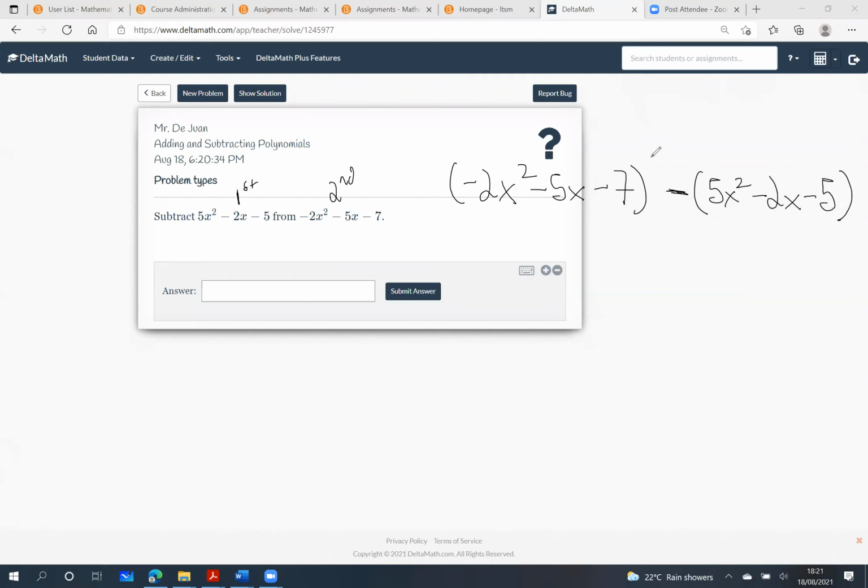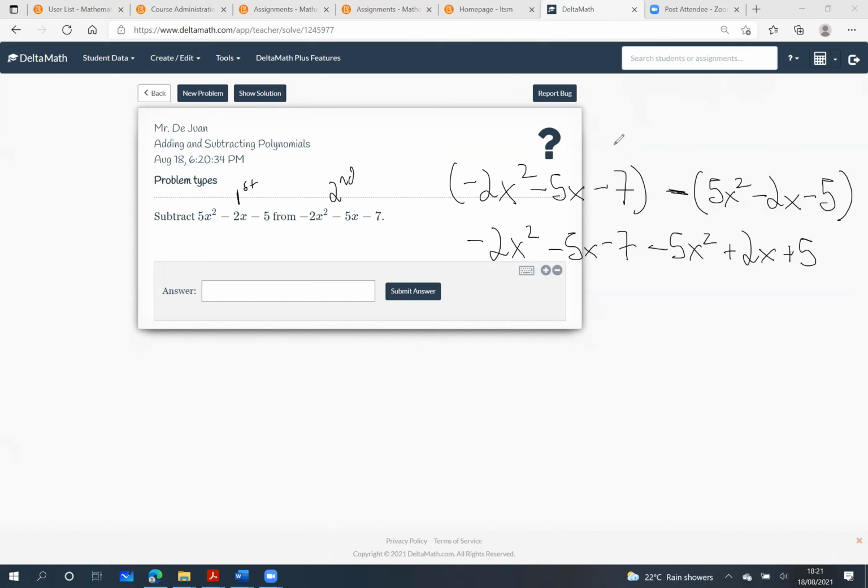All right, now let's simplify this term. Negative 2x squared minus 5x minus 7, and we just changed the symbols. Positive 5x squared is now negative 5x squared. Negative 2, negative, negative, positive 2x. Negative and negative 5 is positive 5.